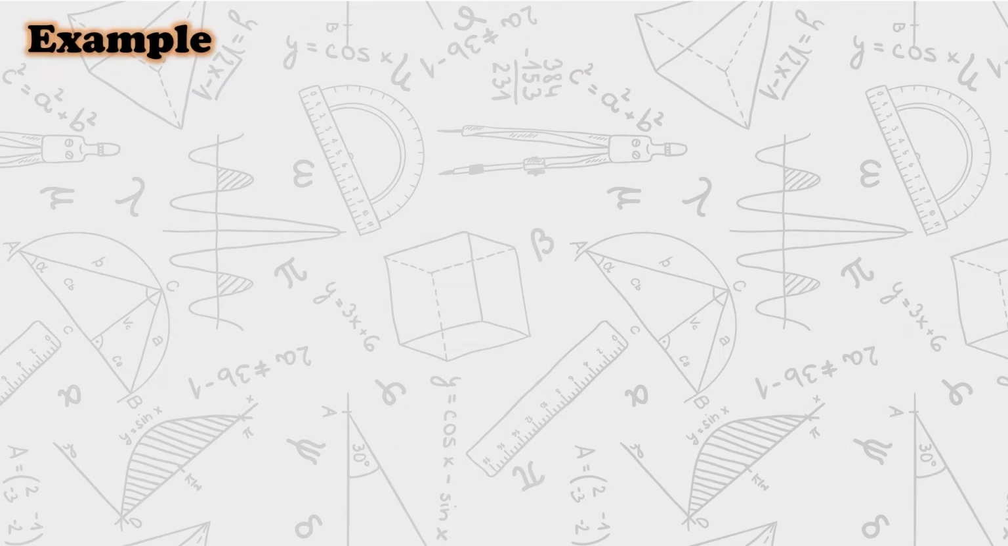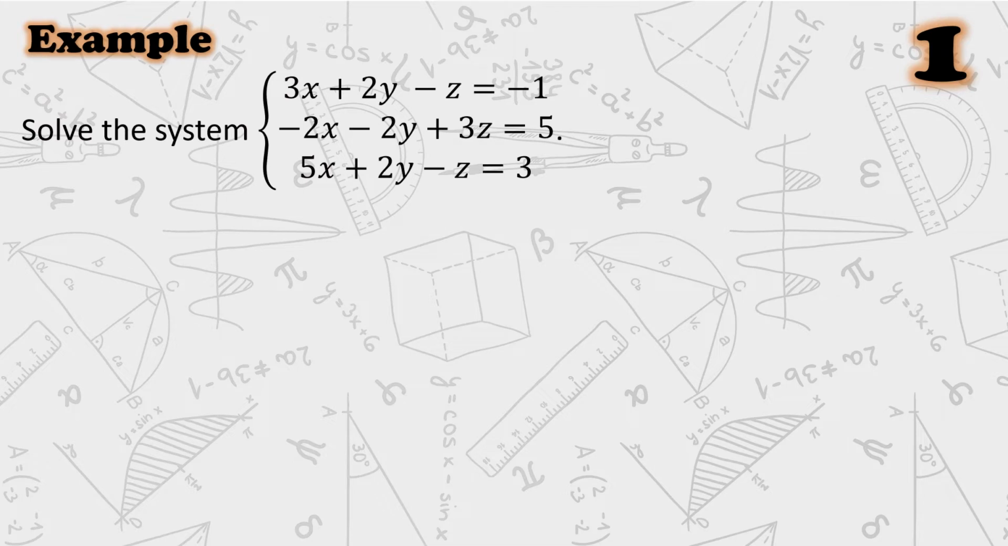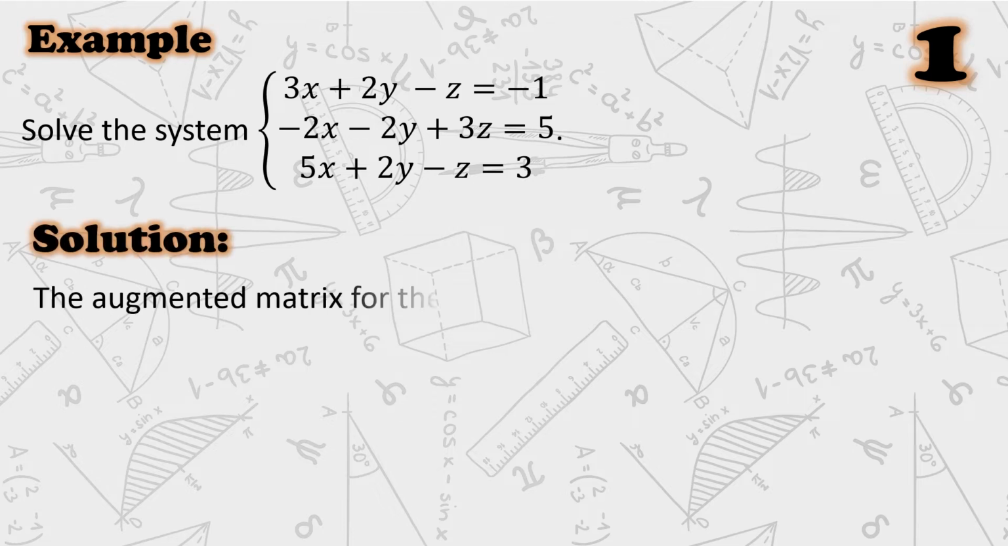Let us have some examples. Example number 1. Solve the system 3x plus 2y minus z equals negative 1. Second equation, negative 2x minus 2y plus 3z equals 5. Third equation, 5x plus 2y minus z equals 3. This is our suggested solution.